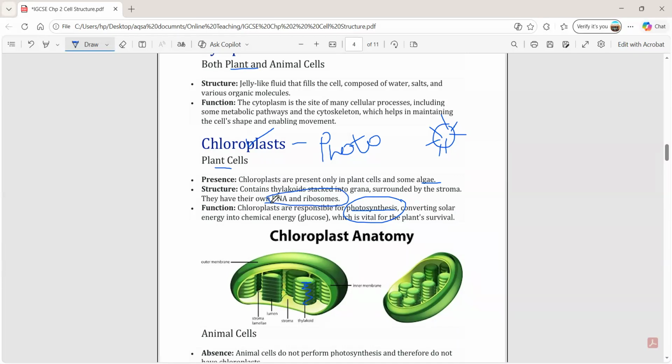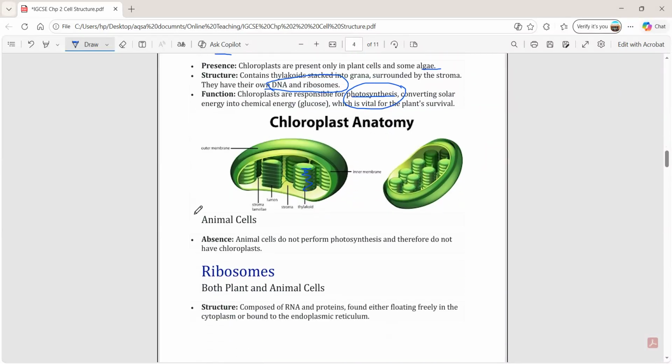Keep it in mind. In your IGCSE exam, if they ask what structure present inside the cell has its own DNA, that is the chloroplast, because it has its own DNA and ribosomes. It means they are able to make their own protein. But in animal cells it is not present, so we are not able to perform photosynthesis, right? Therefore they do not have chloroplast.